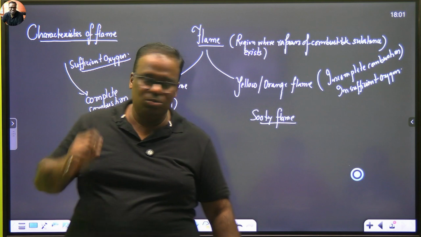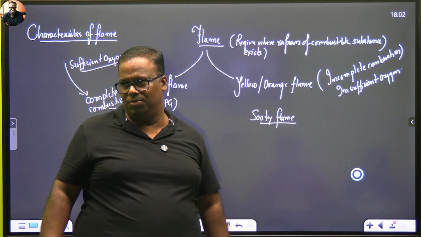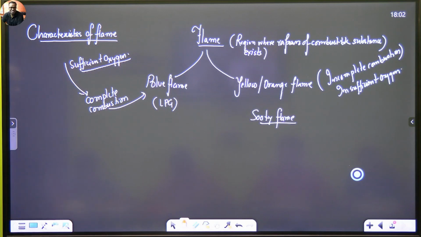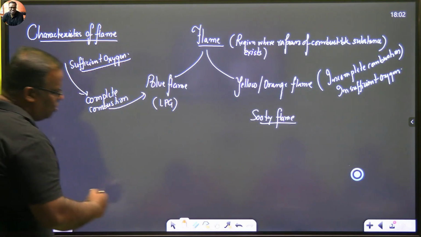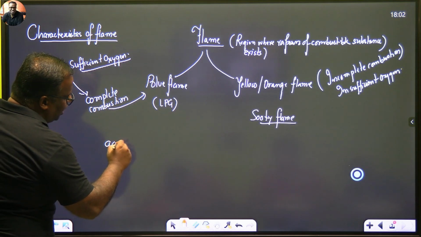Are you getting it? Soot. So the sooty flame also comes when there is insufficient oxygen. So let me give you an example. I don't know how many of you know, but in higher classes you will understand. There is a gas which we call acetylene.